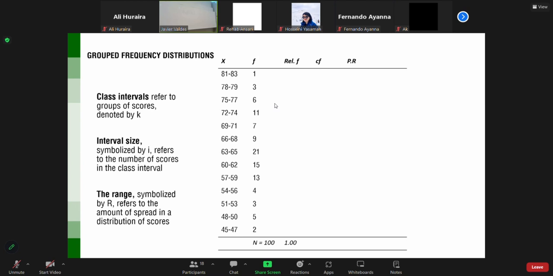And the range refers to the amount of spread in a distribution of scores, which means it is the difference between 83 and 45. Right? Everyone's following? So what do we have here? We have a frequency, one individual between 81 and 83. Maybe this is the weight, okay? Another individual between 78 and 79, and so on.